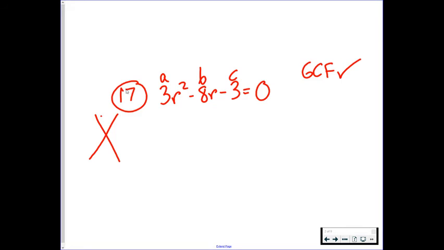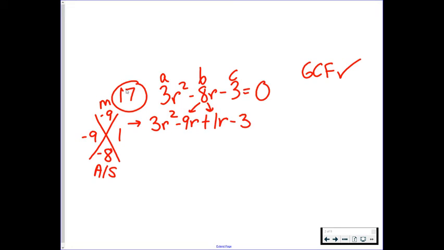A times c is negative 9. B is negative 8. 2 terms that multiply to make negative 9, but add or subtract to be negative 8 are negative 9 and positive 1. Those multiply to make negative 9. They add or subtract to be negative 8. So now I'm going to rewrite this using those 2 new factors. Negative 9r and 1r minus 3 equals 0.